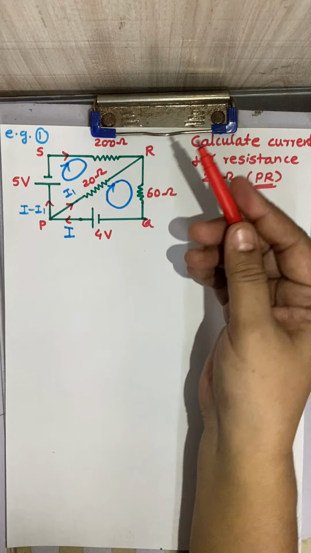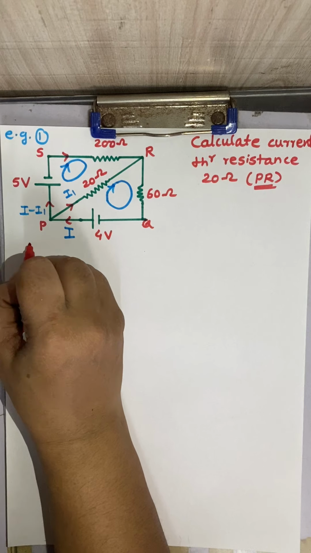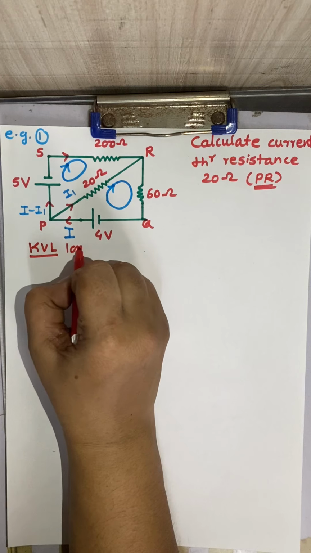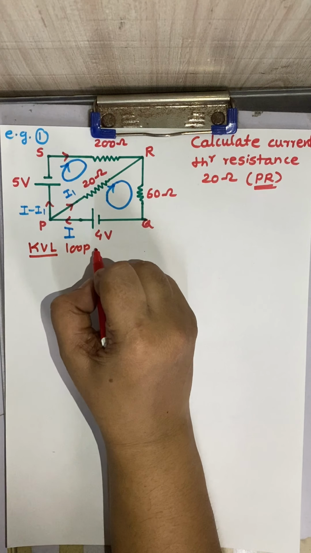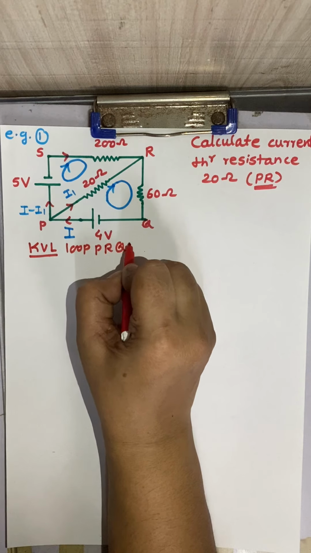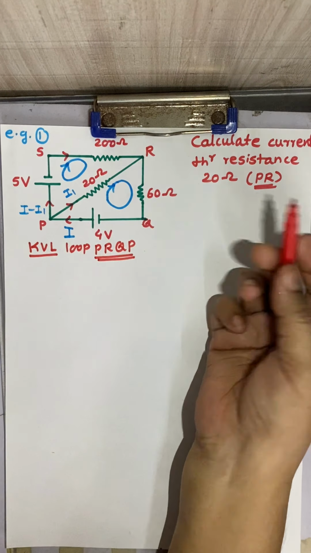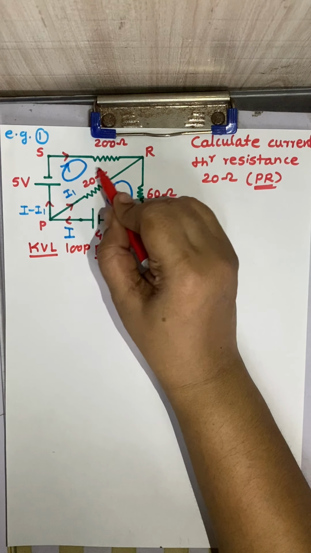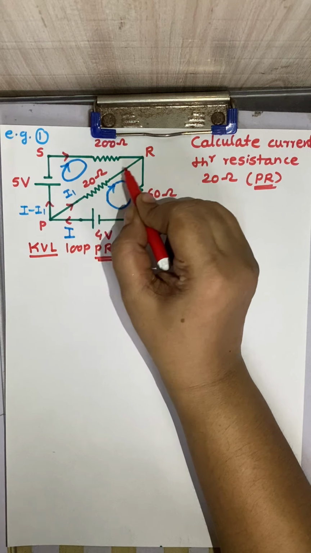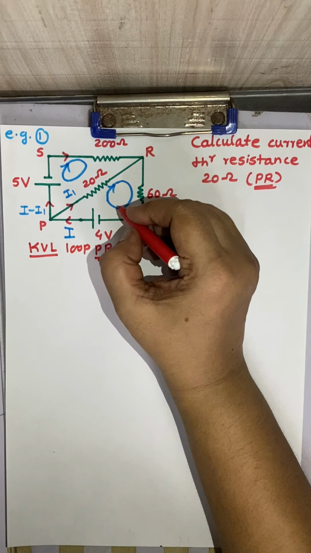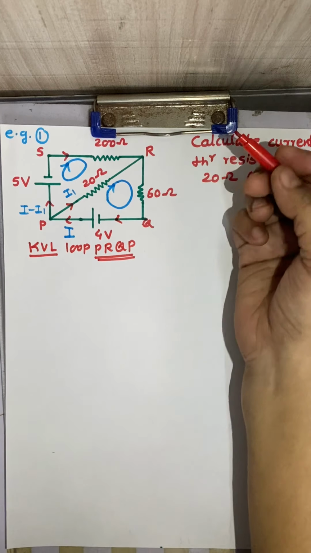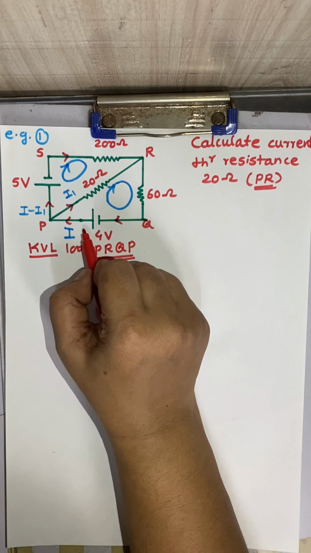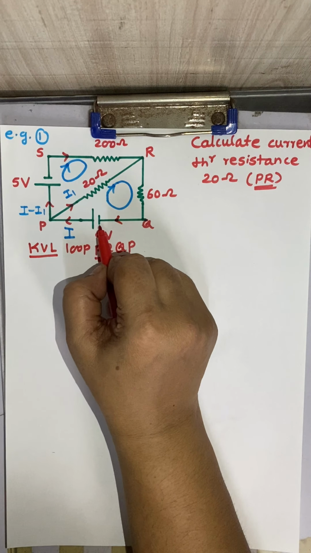Now we are going to apply KVL first to the loop. One by one, we will solve the loops. Loop PRQP. In this case, this particular mesh or loop, let us start with the product of IR, and then we will go for the EMF, plus or minus.